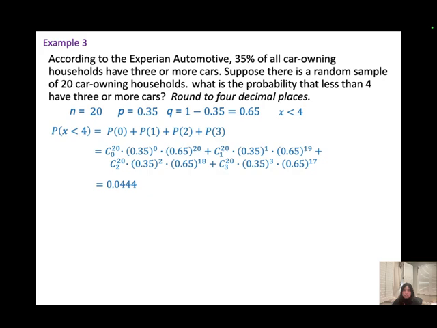Or you guys can use the TI-84 calculator. Same idea, we are looking for P of x less than 4. And keep in mind, less than is strictly less than. So this is not including P of 4. And then we're going to do binom CDF, cumulative starting from 0 to the x, which is going to be your 3 here. Use your calculator.